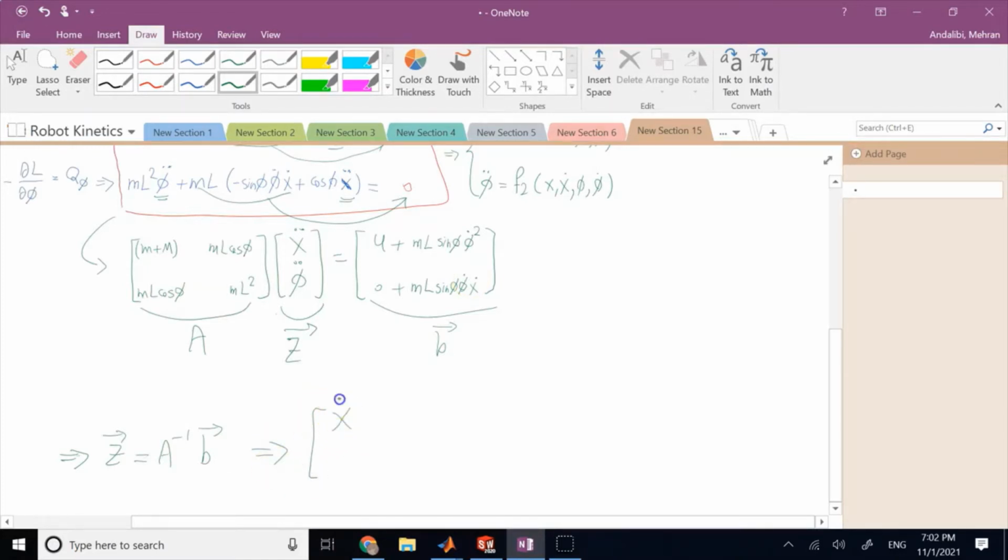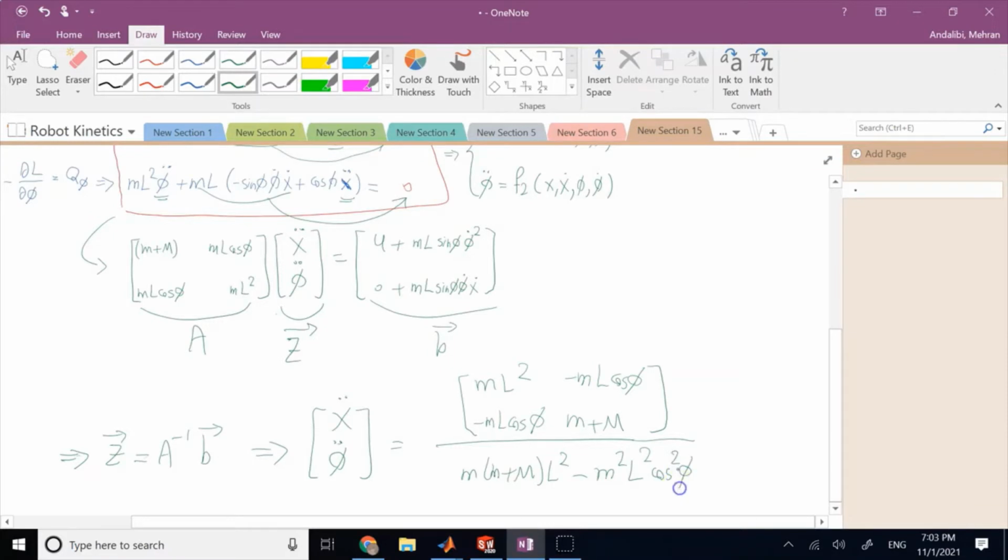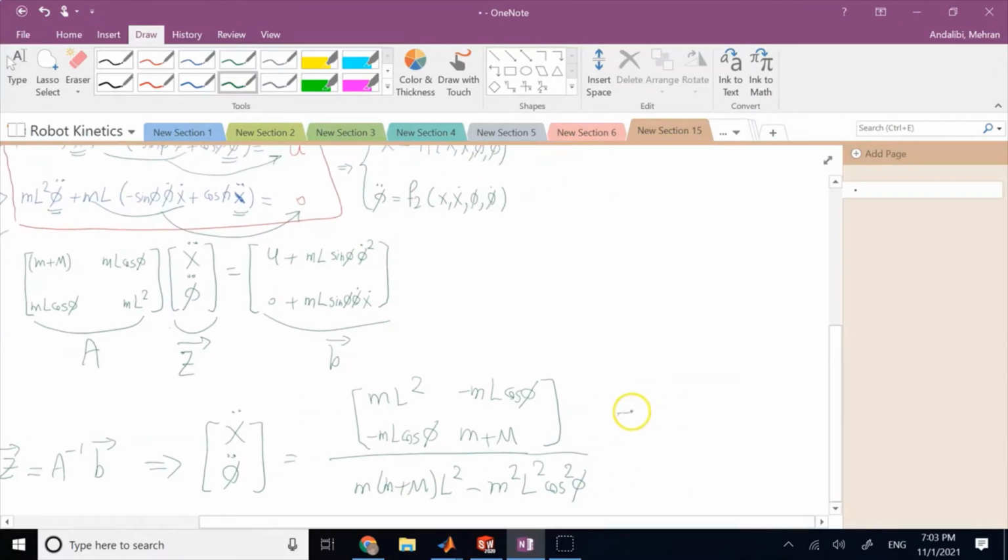So your x double dot and phi double dot are going to be inverse of this 2 by 2. You know, the inverse of any 2 by 2 matrix is you swap the diagonals and you negate the anti-diagonals. And then you divide by the determinant, which in this case is m times m plus m L squared minus m squared L squared cosine phi squared. And then you multiply that by the right hand side.